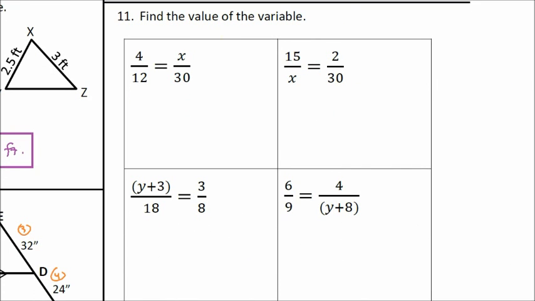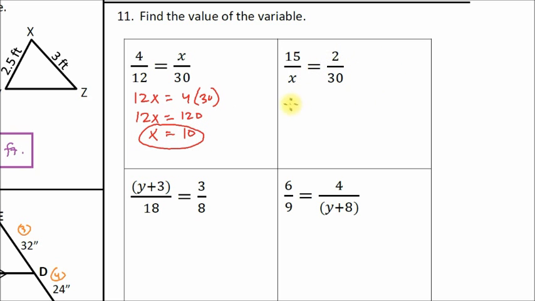Find the value of the variables. All right, now we have a proportion, a fraction equal to another fraction. We can cross multiply here. 12 times x is 12x, equal to 4 times 30. I'm going to write the whole thing out for you. 4 times 30 is 120. 120 divided by 12 is 10. There is our final answer here.